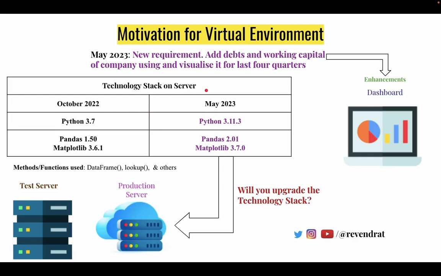Say in that process, you reviewed the technology stack again in May 2023. You found that Python is upgraded to a new version 3.11.3. The Pandas package is available with new features, Pandas 2.0.1, and Matplotlib is also upgraded to Matplotlib 3.7.0. So, in order to incorporate enhancements, will you continue to code in this old technology stack or will you upgrade your technology stack? What is the decision that you're going to make?